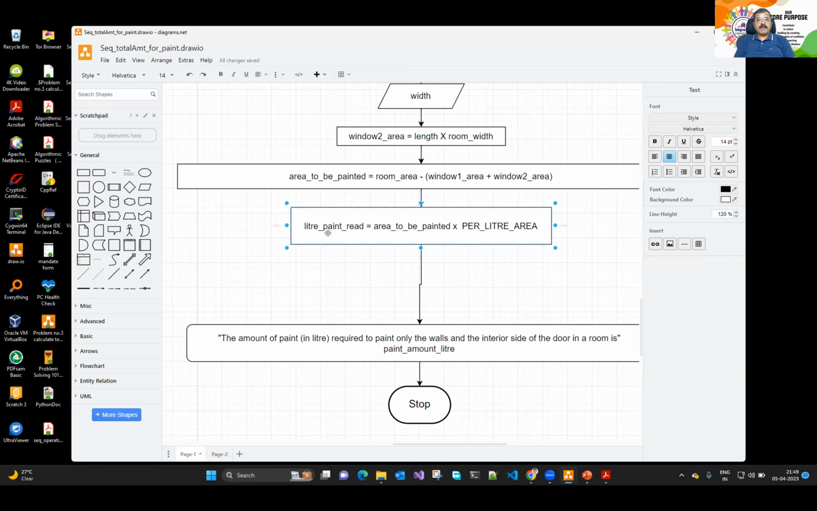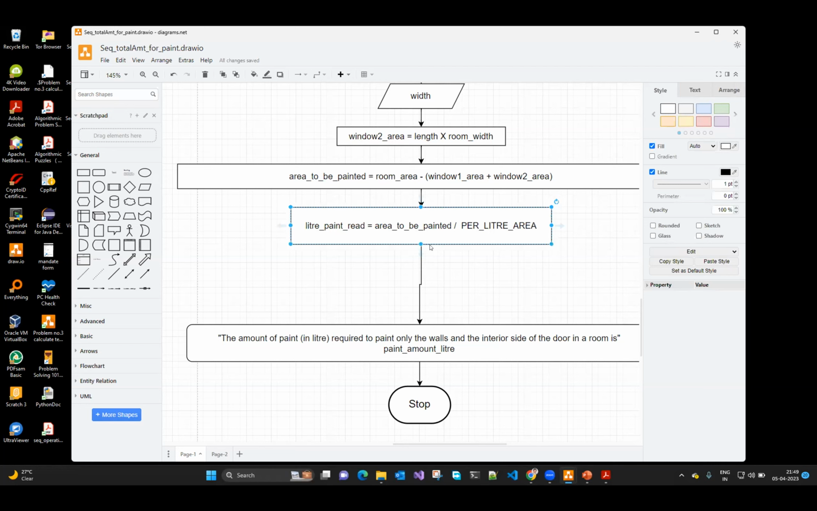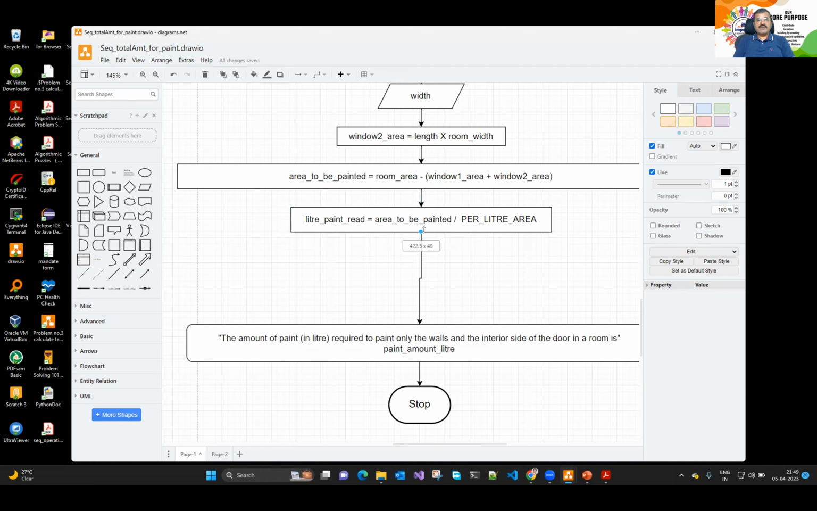Now that is paint required. Area to be painted into. Is that right? Into? Divide. Or should it be divided by? So by mistake multiply ho gaya tha. Logical mistake. And they are very difficult to identify.